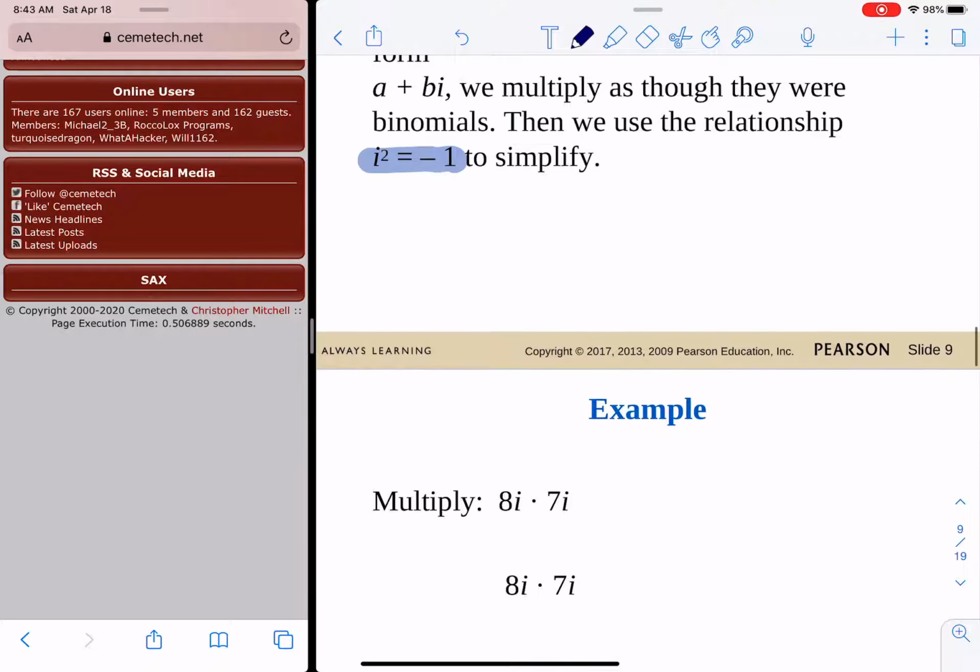And keep in mind, again, the result could either be real or complex. So just because you're multiplying two complex numbers doesn't imply that you are going to get only a complex number as the answer. The answer could either be real or it could be complex.